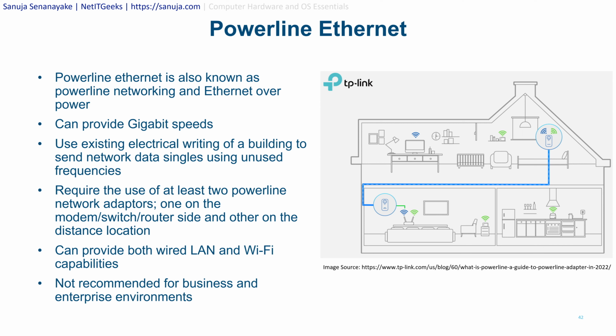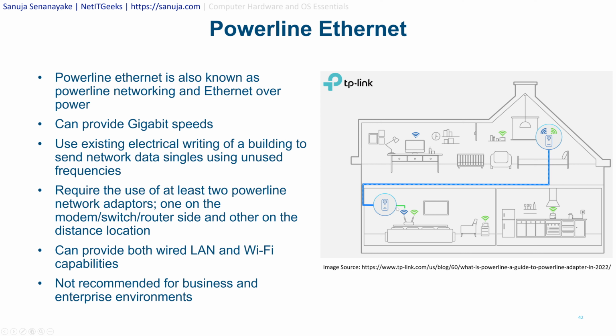It requires the use of at least two Powerline network adapters. Like in this example, we have a network adapter here and a network adapter here. These are both Powerline network adapters. One is on the modem, router, or switch side, and the other one will be in the distant location. So this is Ethernet over power, not to be confused with power over Ethernet.